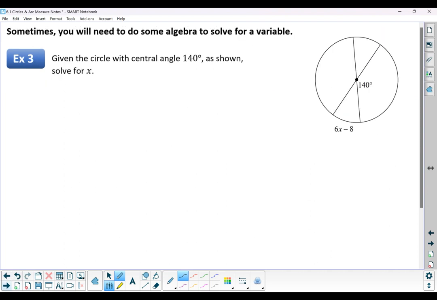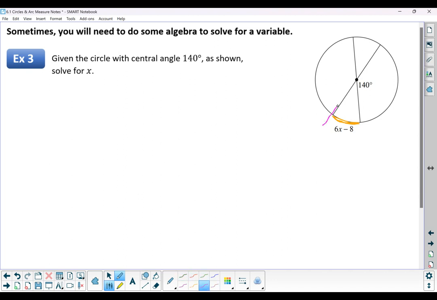Sometimes you're going to have to do a little bit of algebra to solve for a variable. On this diagram, we have a central angle of 140 degrees, and it asks us to solve for x. It tells us that this arc right here has a measure of 6x minus 8. So our goal is to solve for x.